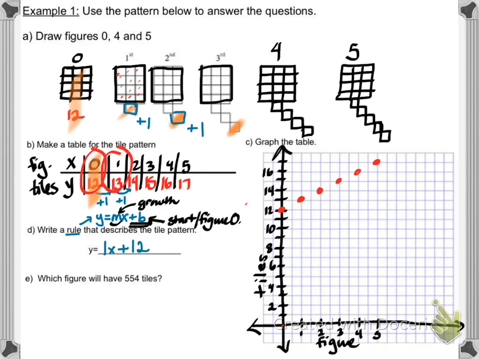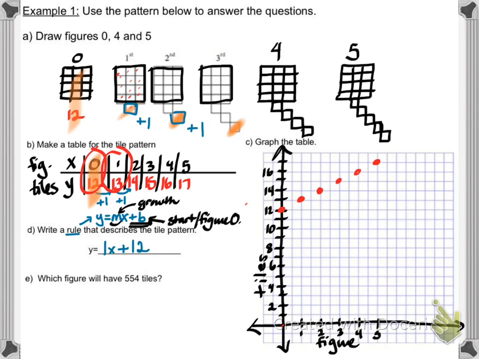And it should make a nice straight line if the pattern is linear like this, the 1x plus 12. So I've got my graph, I've got my table, and I've got my rule. Now, you do not need to connect the points. Hopefully you've heard about discrete and continuous graphs. This is discrete, meaning it doesn't make sense to connect them because there is no figure 1.5. And when we connect, we assume that there's a tile pattern in between there. So you do not need to connect these for the tile patterns.